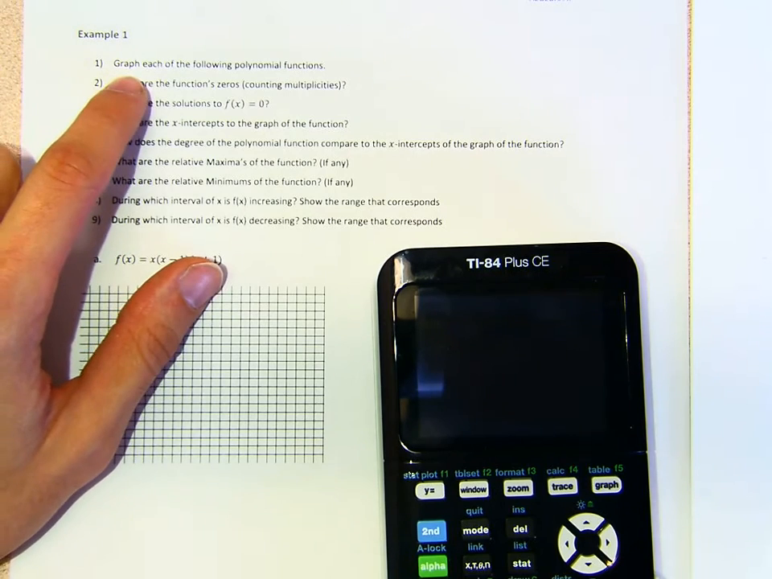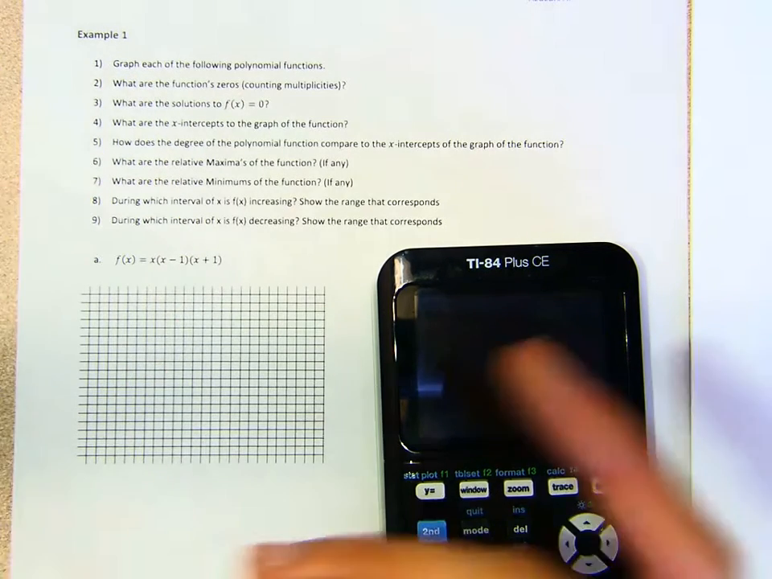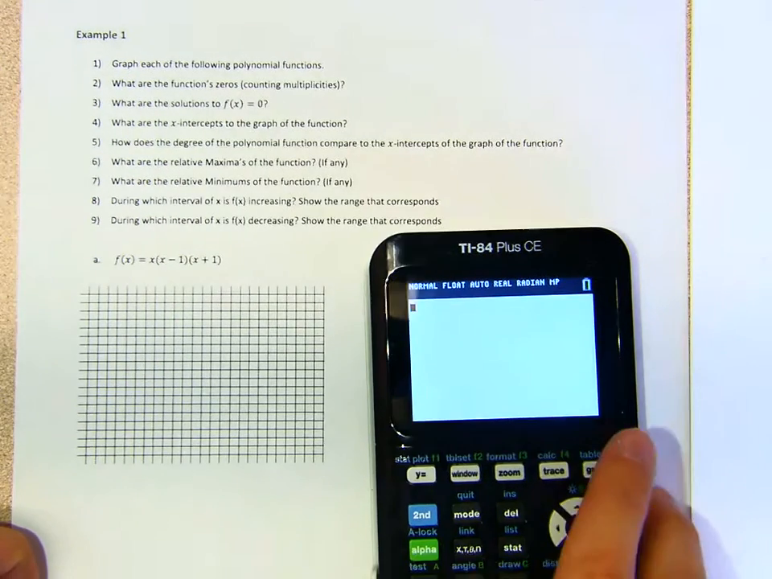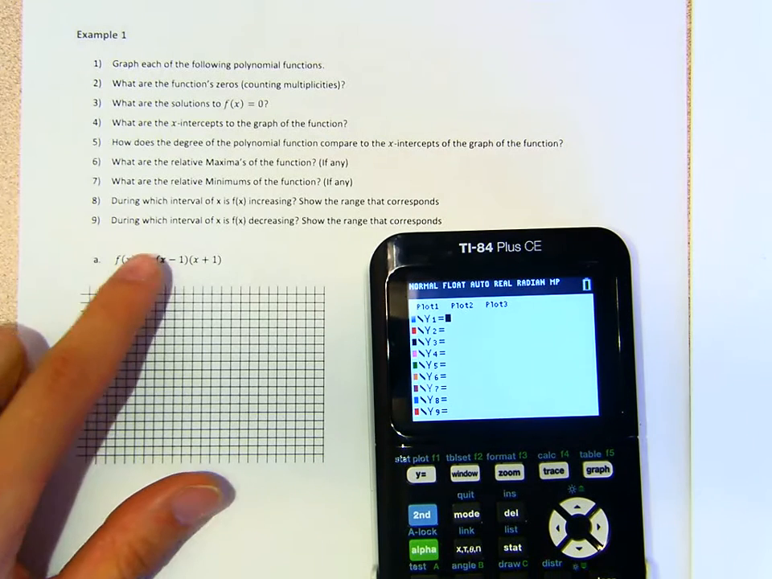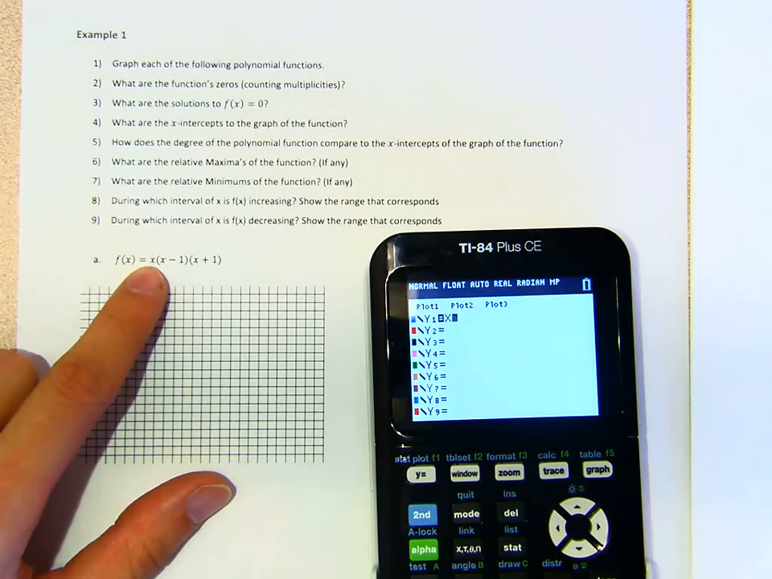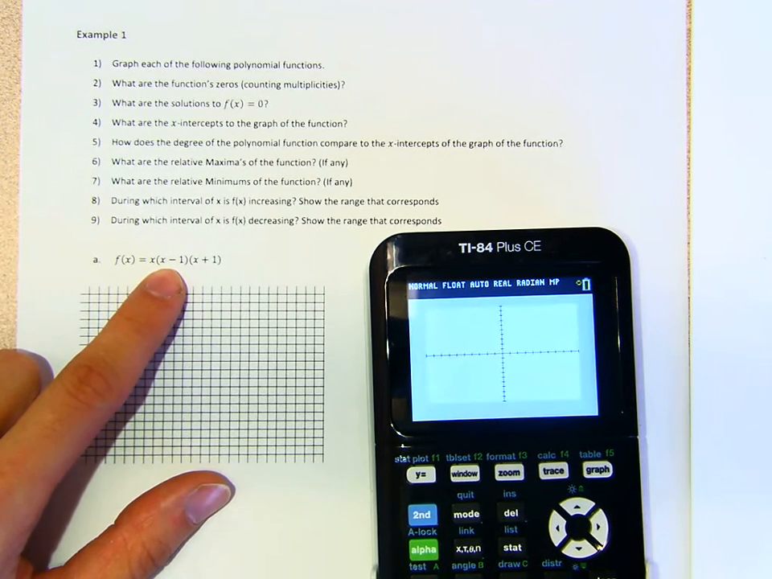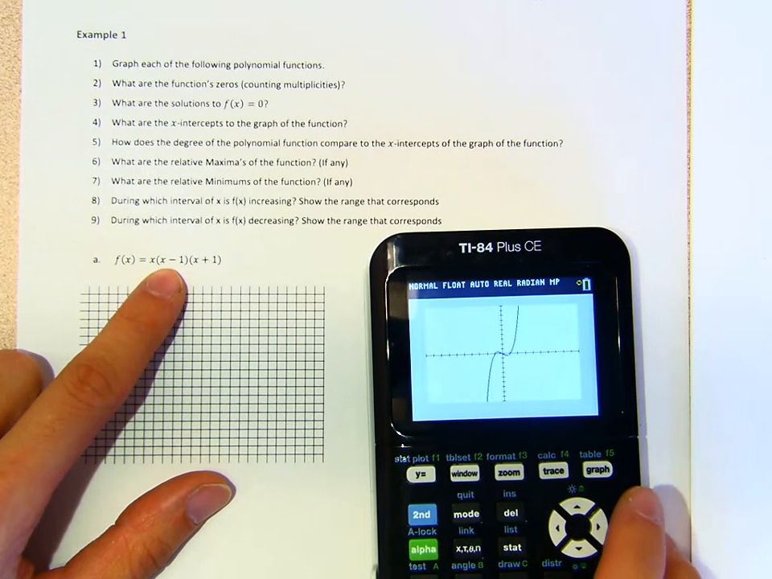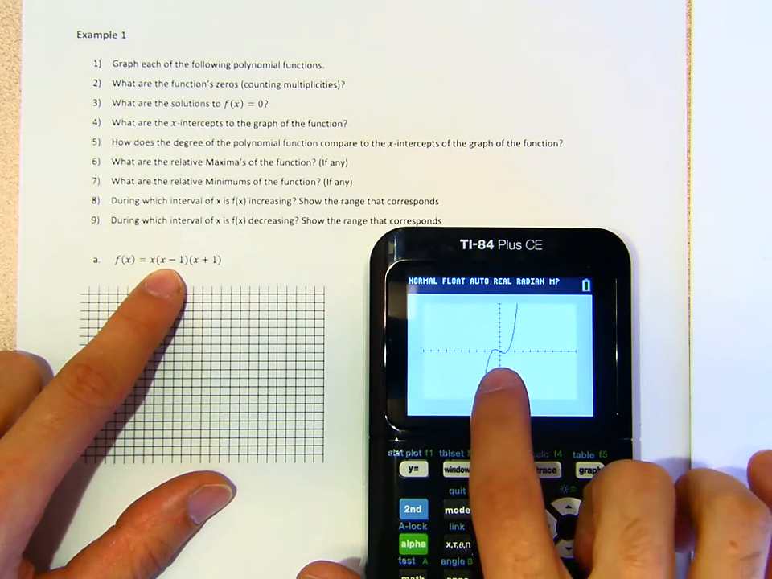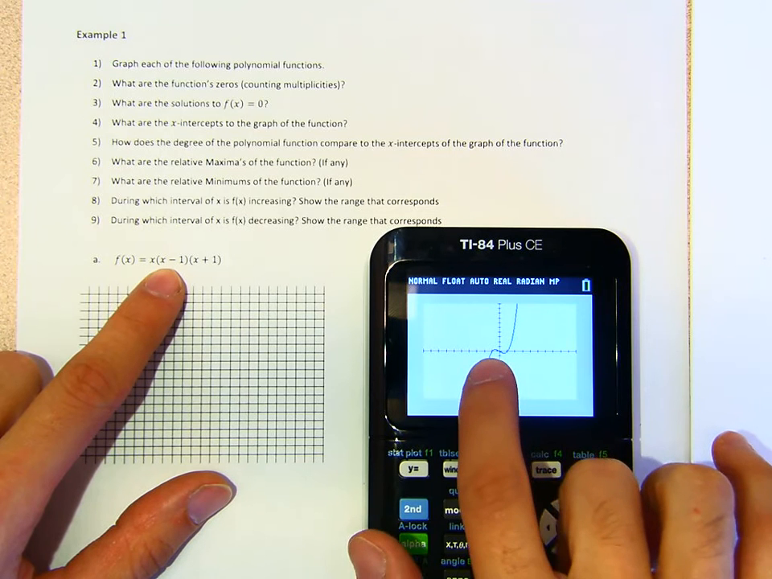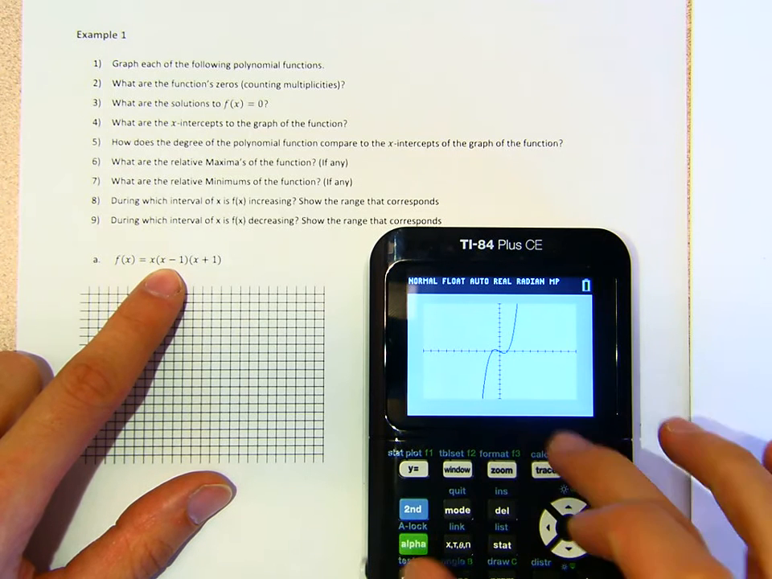It just says graph the polynomial. Okay, so we could do that. If I wanted to graph this polynomial, just go y equals, let's just plug this in. So x parentheses x minus 1 times x plus 1. Okay, so we graph this, and what does it look like? Bam. So we know that here, notice it hits at -1 and it hits at 1.